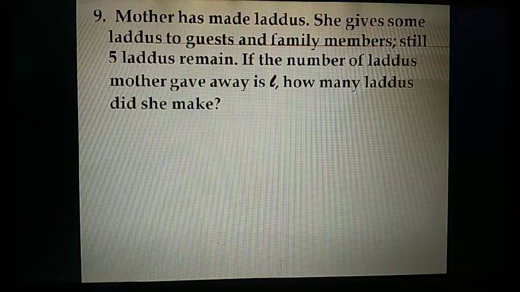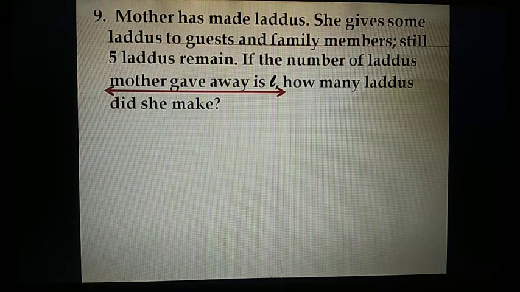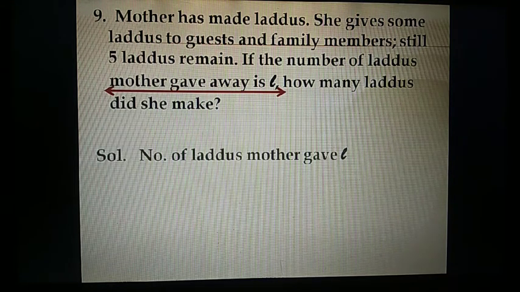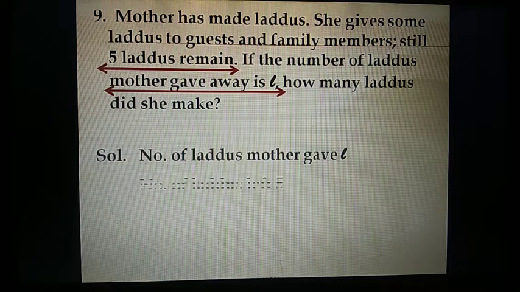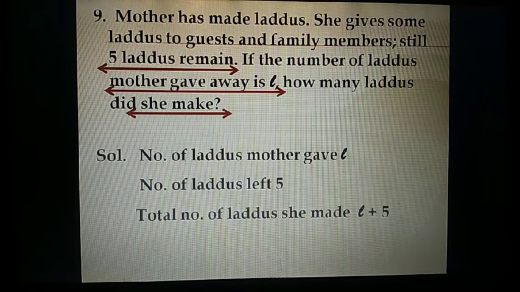Next, question number 9. Mother has made laddus. She gives some laddus to guests and family members. Still 5 laddus remain. If the number of laddus mother gave away is L, how many laddus did she make? Now, it's given that the number of laddus she gave away is L and the number of laddus left is 5. So in all, the number of laddus she made will be L plus 5.